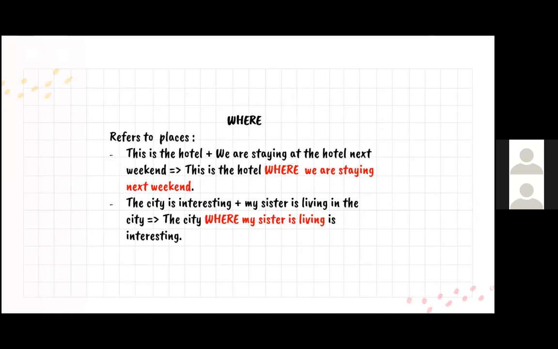Second is where. Where refers to places. For example, this is the hotel plus we are staying at the hotel next weekend. Become: this is the hotel where we are staying next weekend. Second, the city is interesting plus my sister is living in the city. Become: the city where my sister is living is interesting.